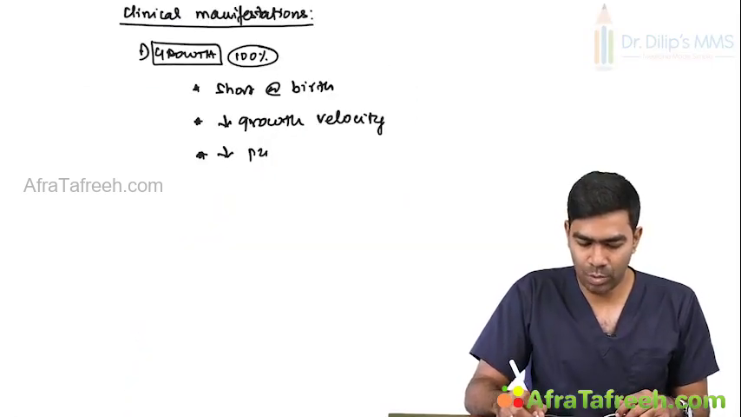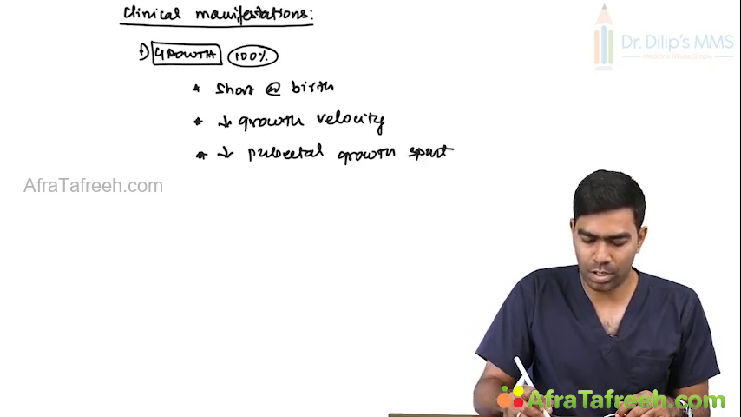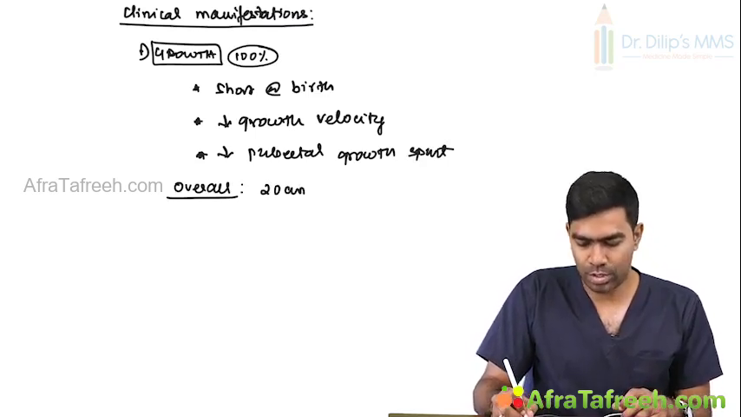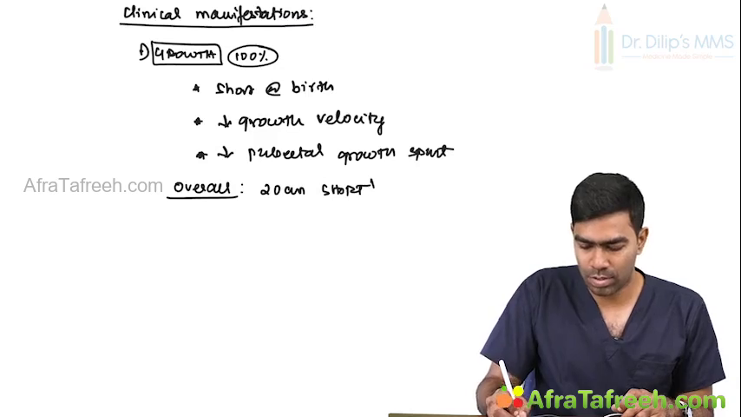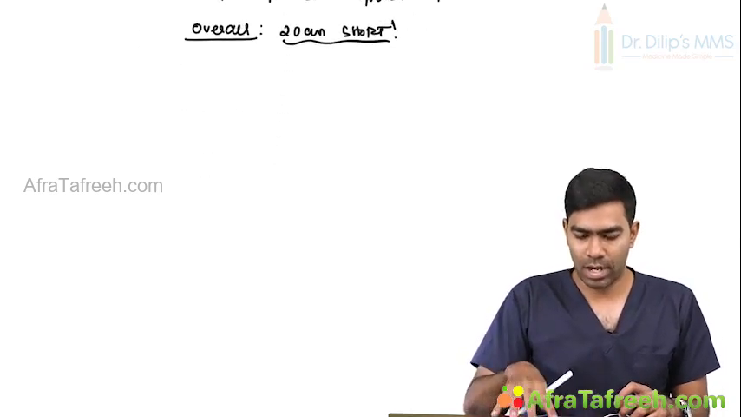And they will be having a reduced pubertal growth spurt as well. They will not have a good pubertal growth spurt, and overall, they are going to be 20 centimeters short compared to the age matched controls. Clear? This is the destiny of Turner syndrome patients. And how we can avoid this.